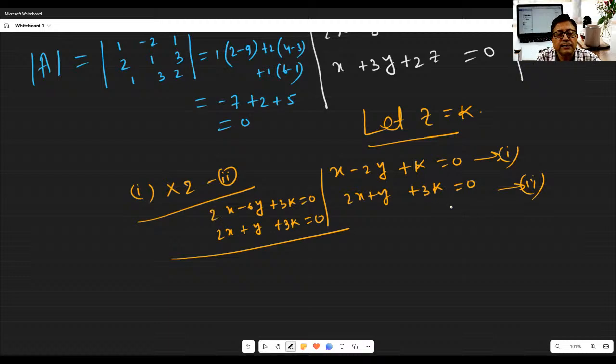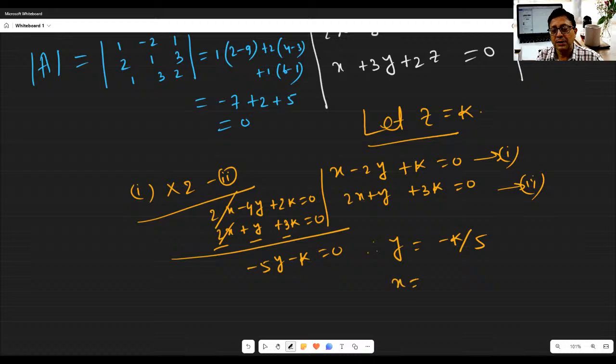2x minus 4y plus 2k. Clear? Now subtract. So these two are getting cancelled. This is coming minus 5y. So y equal to minus k by 5. X will be what? 2y minus k. Minus 7k by 5. So solution will be what?